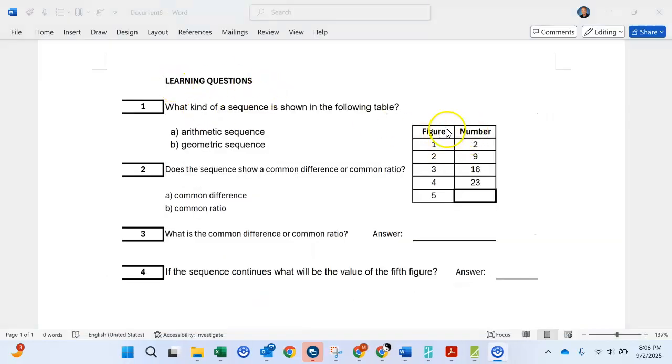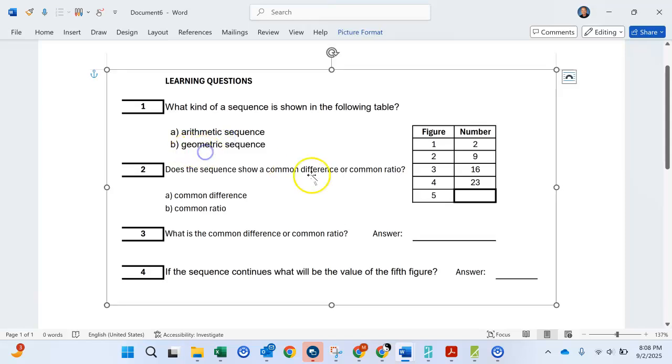Okay, so now we're going to look at this. Now here we get a table. It shows us the figure number. The first one is 2. Second one, 9. So we're looking at this pattern here. How does this change? And can we tell, is it arithmetic or is it geometric?